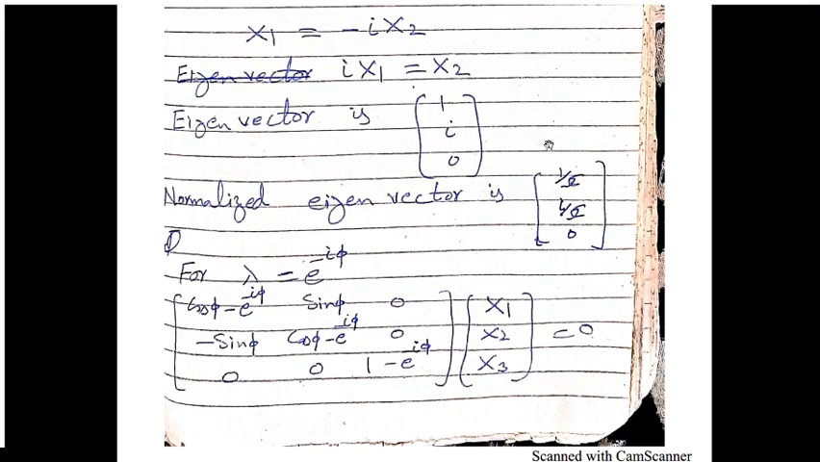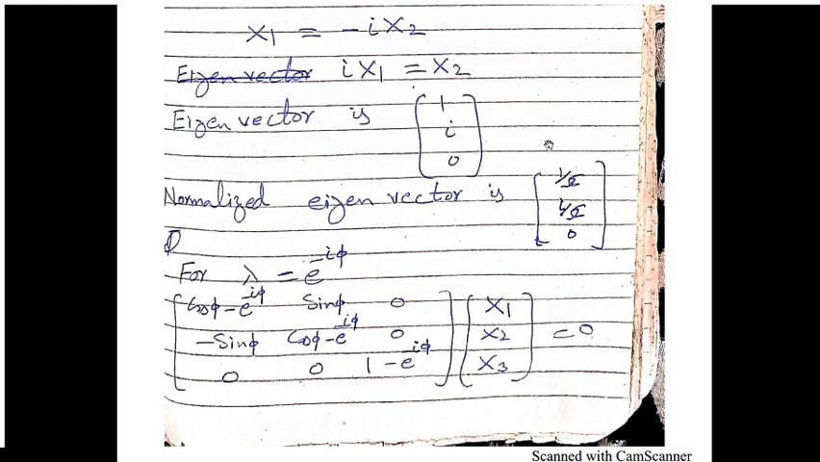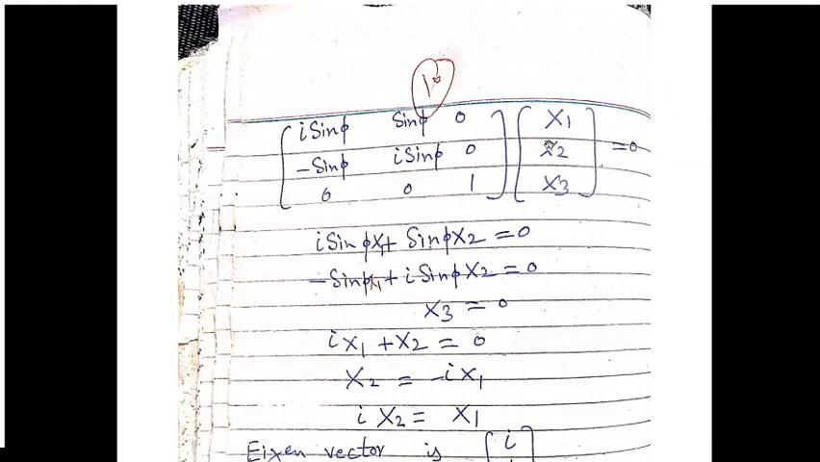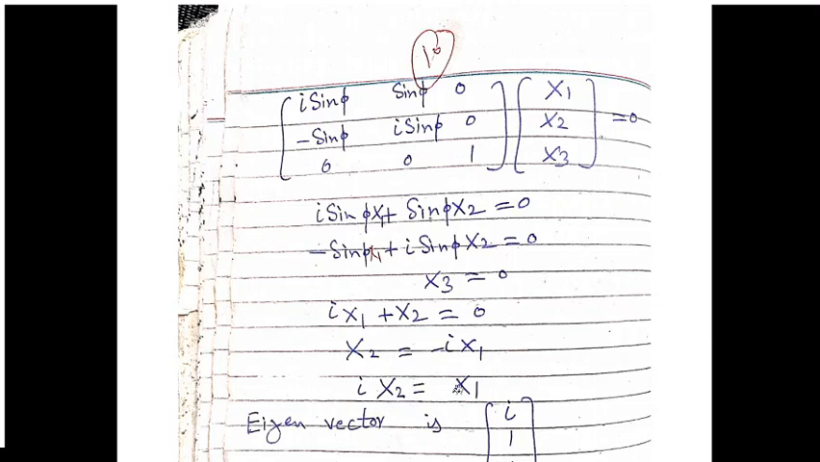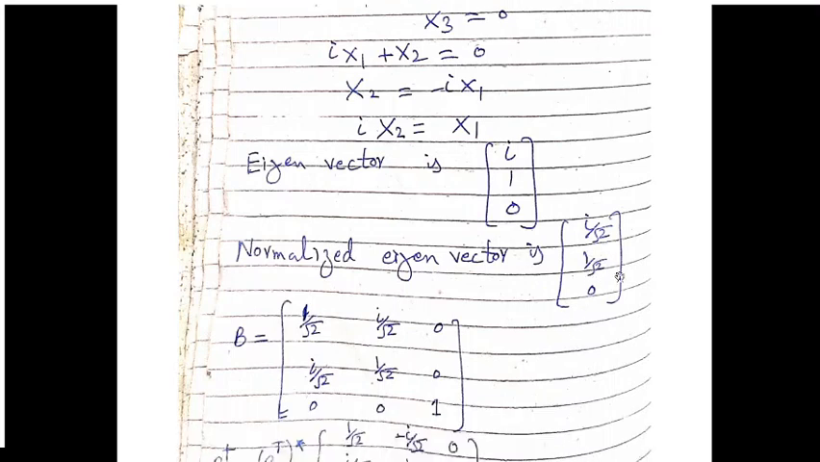Now we will calculate the third eigenvector, which is for e power minus iota phi. So it would be this. x3 is equal to 0 again, and from these two equations we have x2 equal to minus x1, and you can write this. Then your eigenvector is iota, 1, 0. So this is the normalized eigenvector.